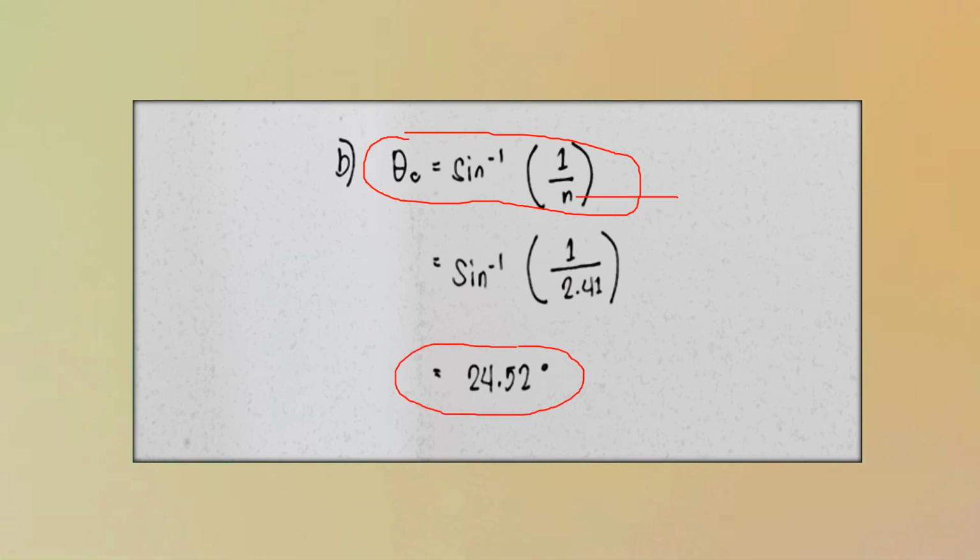24.52 degrees. I repeat, the angle of refraction is equal to 55.51 and the critical angle of diamond is 24.52.